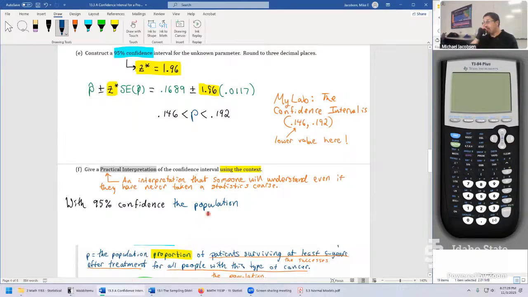At MyLab Statistics, it just depends on how they format the answer. Sometimes it's as a proportion, sometimes as a percentage. So we'll do it a couple ways in these notes. Let's stick with the proportion on this one just to see how it goes.